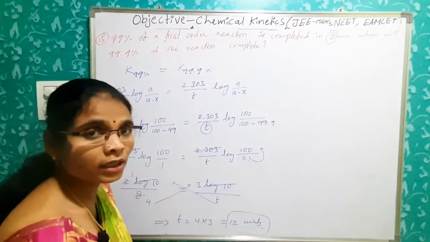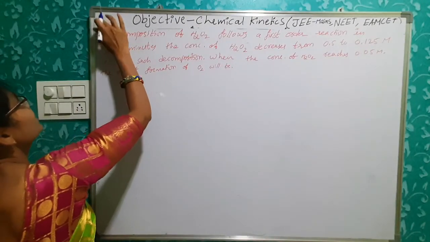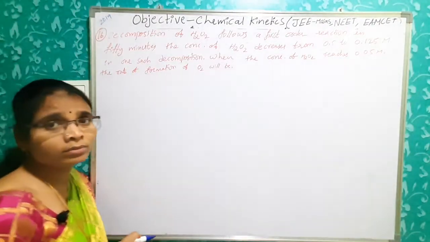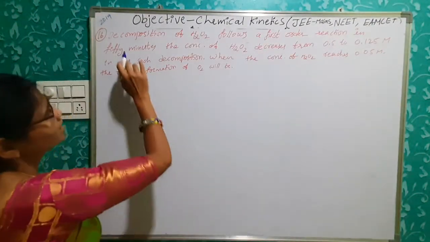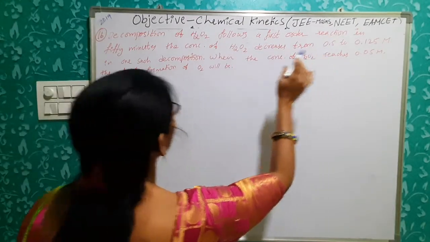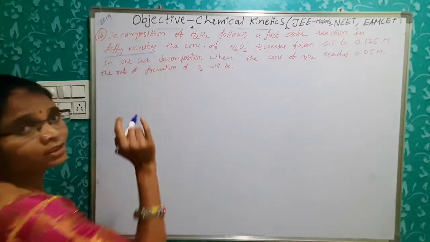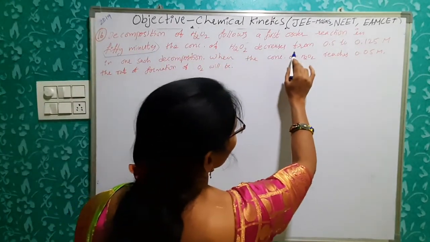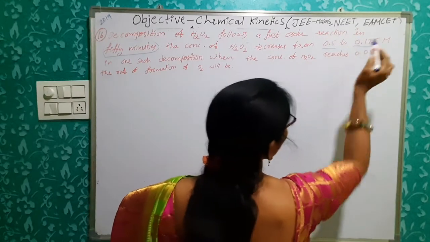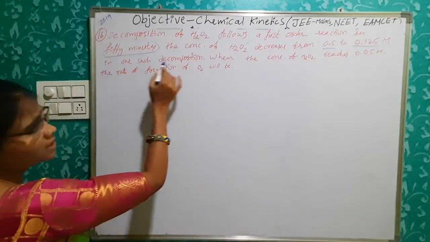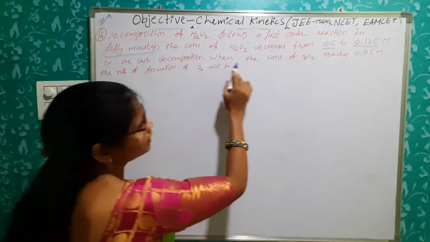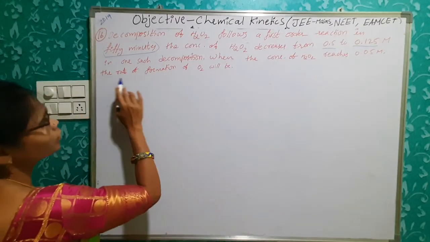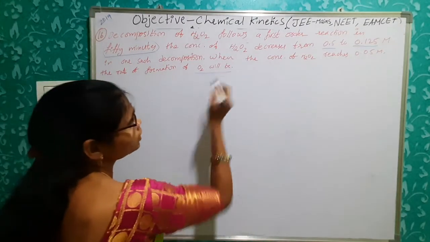Okay. Clear? Next, the 16th. This is also a previous-year bit; it came in the 2019 mains exam. Decomposition of H2O2 follows a first order reaction in 50 minutes. Listen to me, 50 minutes. The concentration of H2O2 decreases from 0.5 to 0.125 in such a decomposition. When the concentration of H2O2 reaches 0.05 M, the rate of formation of O2 will be?